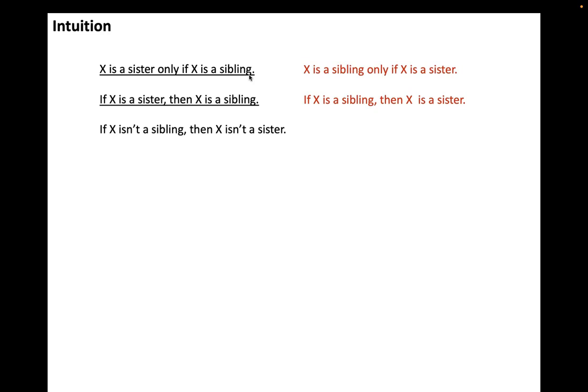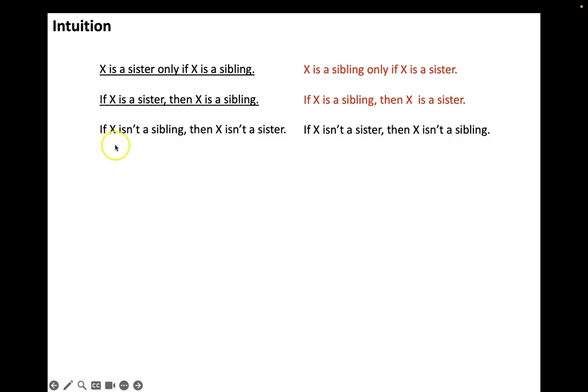So what about if X isn't a sibling, then X isn't a sister? I want you to think about whether that's true. And if X isn't a sister, then X isn't a sibling. I want you to think about whether that's true. So let's start this time on the right. If X isn't a sister, then X isn't a sibling. Is that true? Well, it's not true, because take me, for example. It's true that I'm not a sister, but it's false that I'm not a sibling, because I'm a brother.